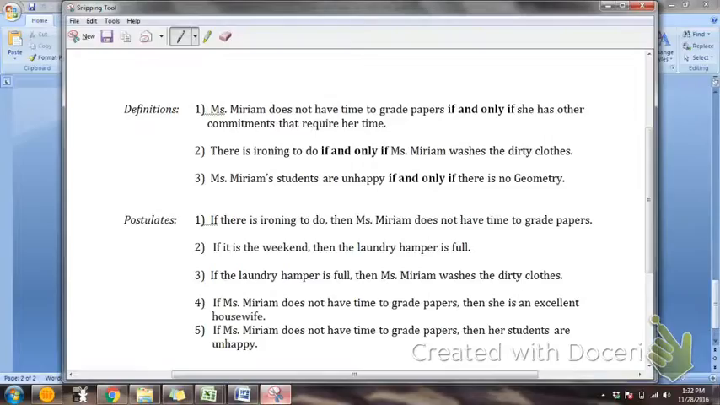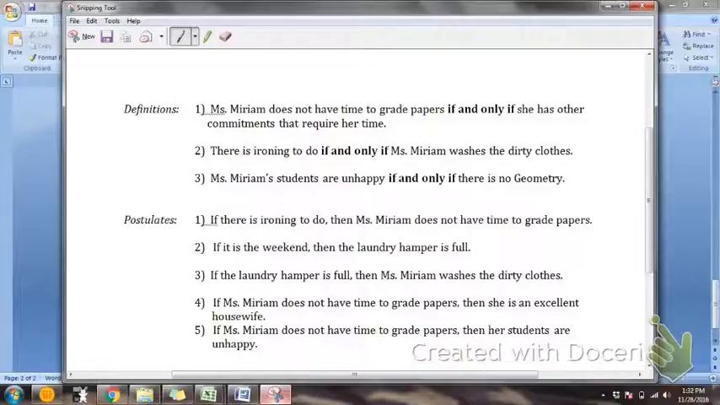If Miss Miriam washes the dirty clothes, what do we know? Where else do you see Miss Miriam? We've already used, and I would cross off maybe postulate number 3. We've used it. So I would maybe put an X on number 3 there because we've already used postulate 3. We're not going to ever use the same thing twice. Okay, so Miss Miriam washes the dirty clothes. Where else do you see that Miss Miriam is washing the dirty clothes? Definition number 2, right?